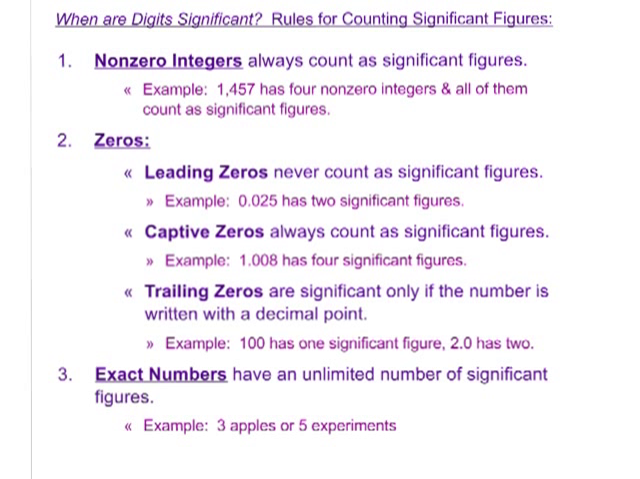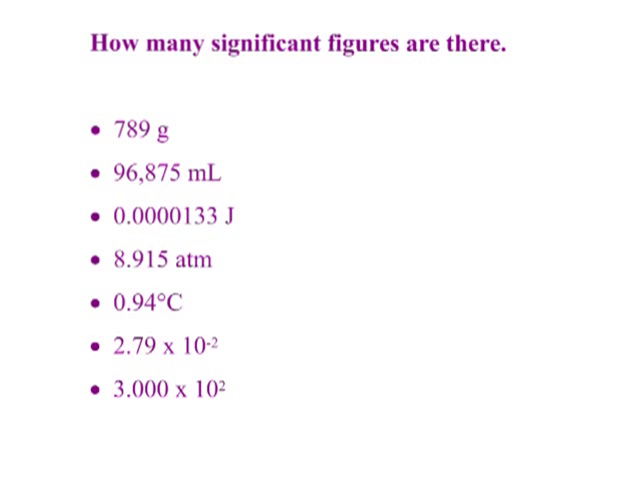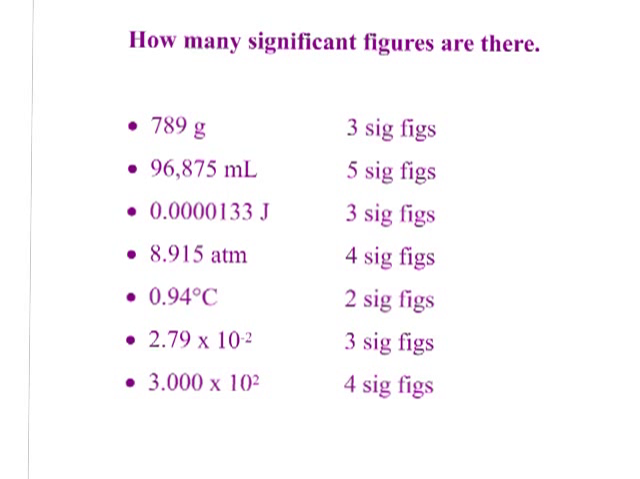Now, one other situation would be exact numbers. For example, I have 3 apples or 5 experiments. Exact numbers have an unlimited number of significant figures. So let's do a little practice. How many significant figures are there? Here are some examples. You try and do some of these, and we'll look at the answers on the next page. So let's look at the answers.